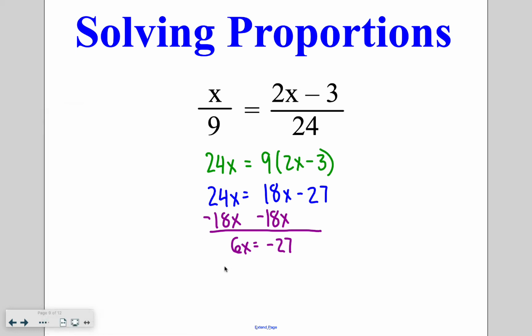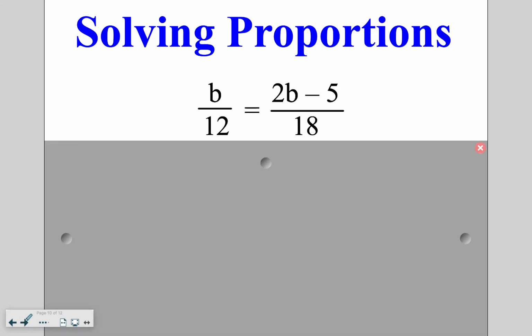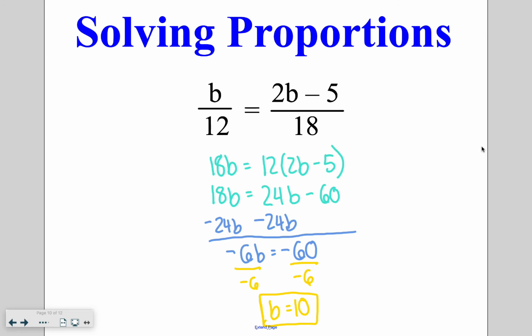And then I'm going to finish by dividing both sides by 6. And that's going to give me an answer of x is equal to negative 4.5. Or if you wrote it as a fraction, x is equal to negative 4 1/2. Go ahead and try this one on your own. Cross multiplying, moving the variables together, and then dividing, you get an answer of b is equal to 10.